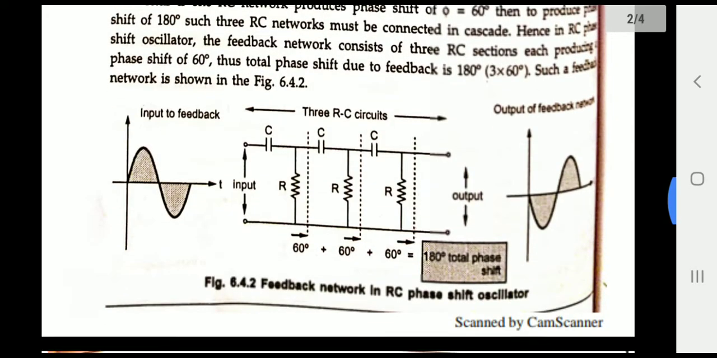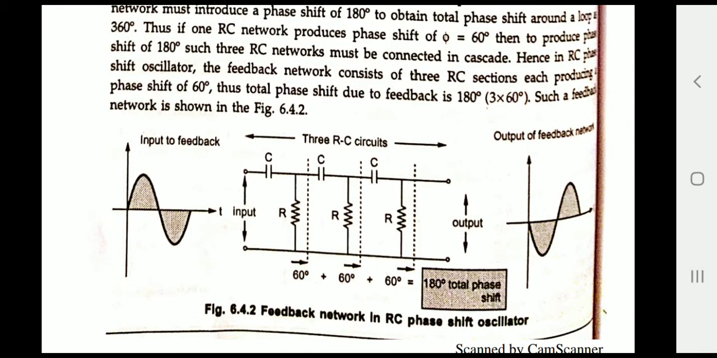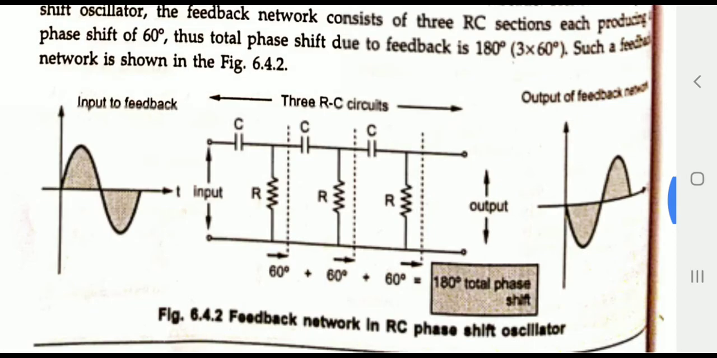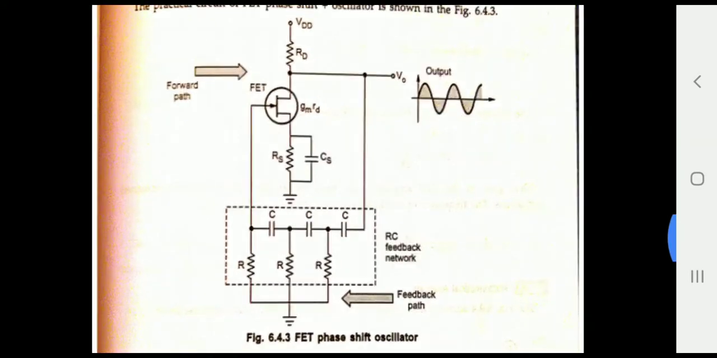Now we'll move on to the 3 RC sections here, which are connected like this, where the input voltage is applied to the feedback network. If I compare the input and output, there is a 180 degree phase shift, which is shown in the waveforms also. That's why I have written here 180 degree total phase shift. This same feedback network is connected in this complete circuit to generate the sustained oscillations.